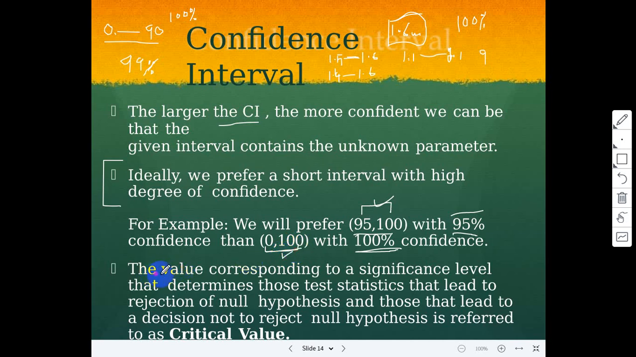Next, what we have: the value corresponding to a significance level that determines those statistics that lead to rejection of the null hypothesis, and those that lead to a decision not to reject the null hypothesis, is referred to as critical values. So now what are critical values? This complete sentence is about critical values. So now let me just explain the critical values. What are the critical values?